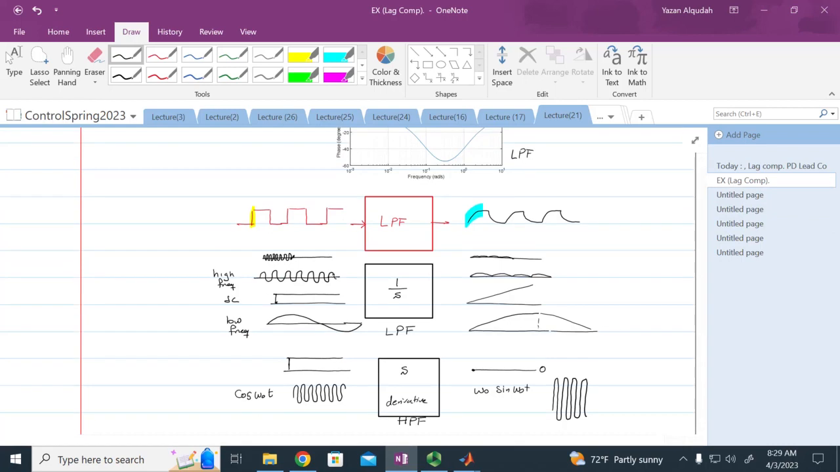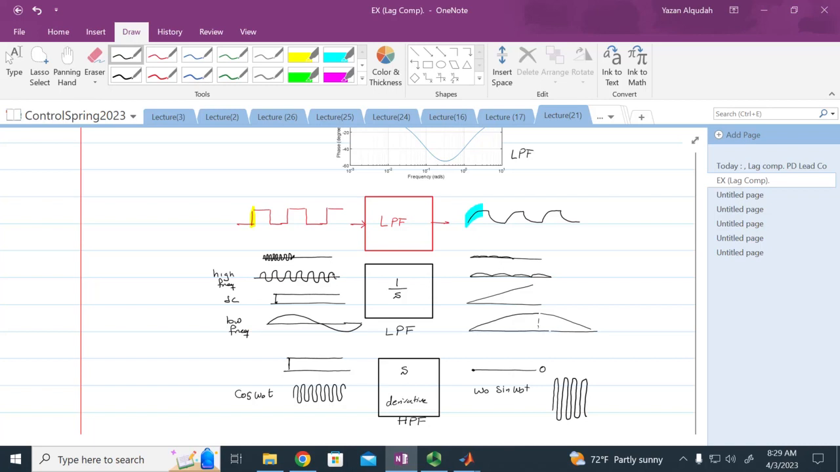And remember how increasing the system type by 1 improved the steady-state error? Does anybody remember how? How does it do that? Oh, you're like adding more poles on.